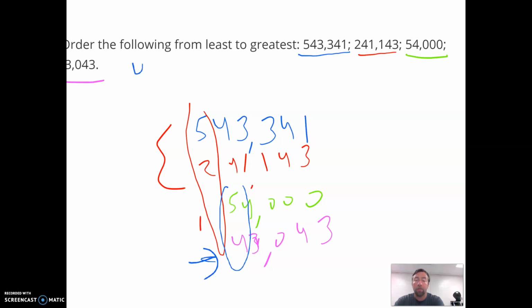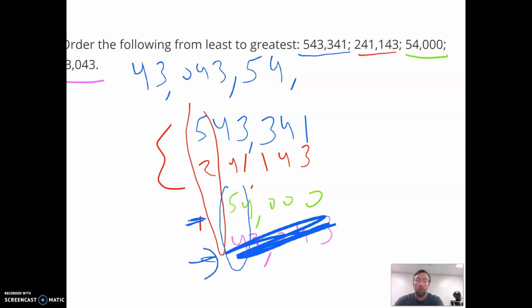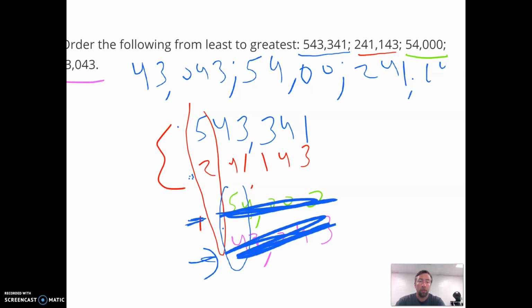So in my list, I'm going to put the smallest one first. I'm going to cross it out down here. I know that this one's next because we already decided that the top two were the largest. So I'm going to put 54,000 next. And then we have the one with the 2 in the 100,000s and the 5. Since 2 is smaller than 5, the 2 comes next. I'll put semicolons here. And the reason I'm doing semicolons is because we already have a comma in the number. So I'm going to put the 241,143. And then another semicolon. It's hard to fit in there.